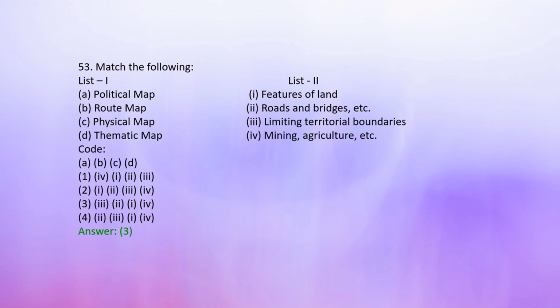Then 53, list 1 political map, list 2 features of land, list 1 route map, list 2 roads and bridges, etc. List 1 physical map, list 2 limiting territorial boundaries, and list 1 thematic map, list 2 mining, agriculture, etc. And the correct answer is 3, means a political map goes on limiting territorial boundaries.